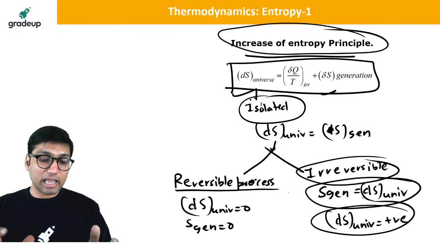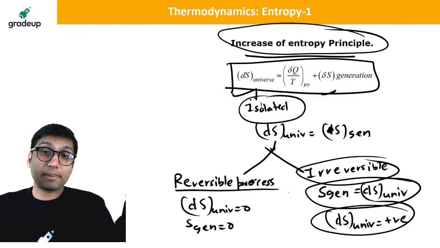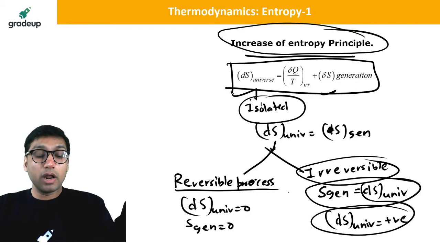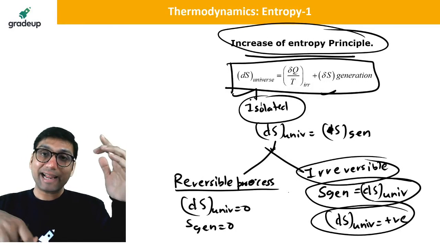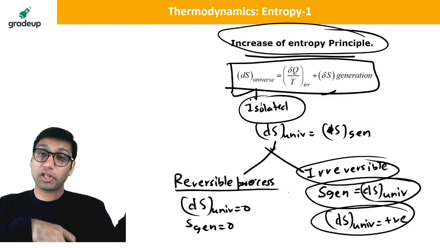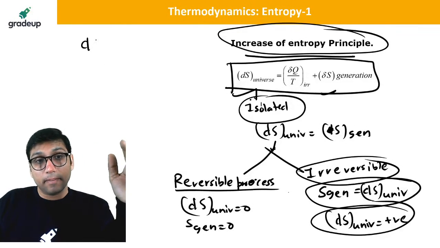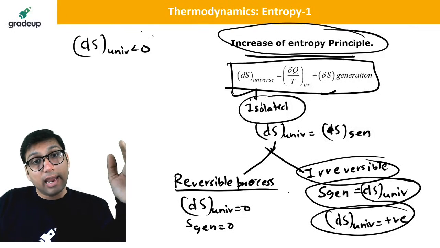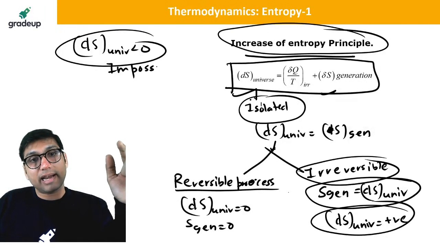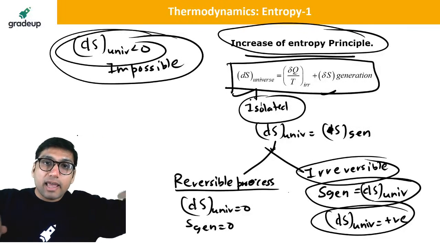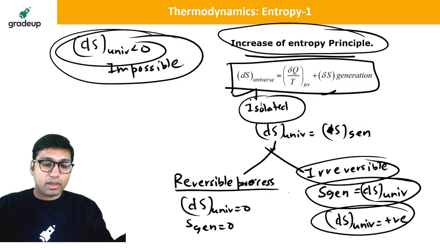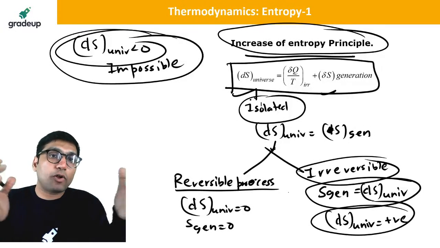What I mean to say is that if inside the universe we are having only reversible processes, then the entropy change of the universe will be zero. And if inside the universe we are having irreversible processes, the entropy of the universe will always be positive. So in the universe, only those processes are possible for which the entropy change is either zero or positive. If the entropy of the universe becomes negative, it is impossible, because the universe is always expanding and the irreversibility in the universe is always increasing. So the universe will always have a positive value of entropy.